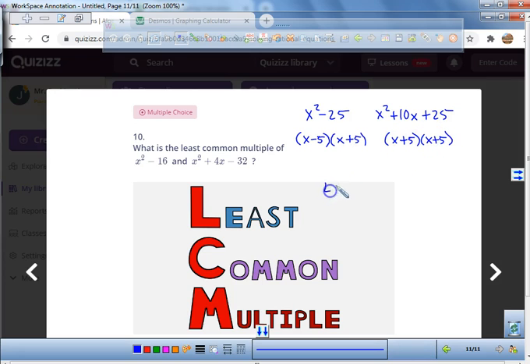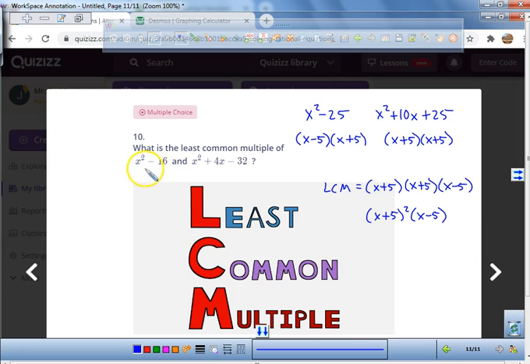So this least common multiple would be x plus 5 times x plus 5. But what does this one not have? This one does not have an x minus 5, so I have to add that in. So my least common multiple would actually be (x plus 5) squared times (x minus 5). And that would be the least common multiple.